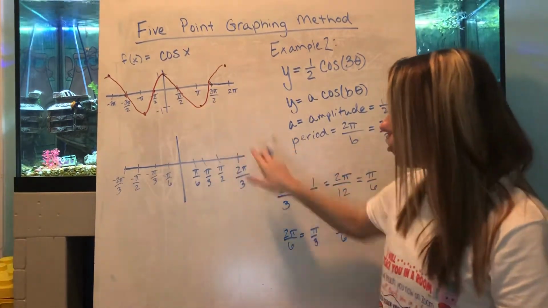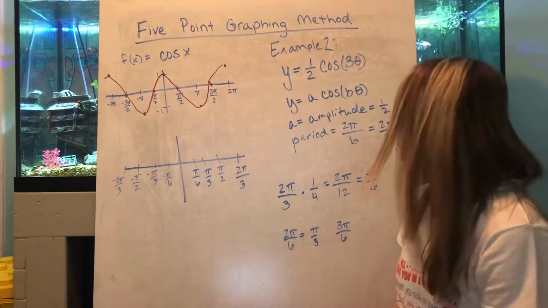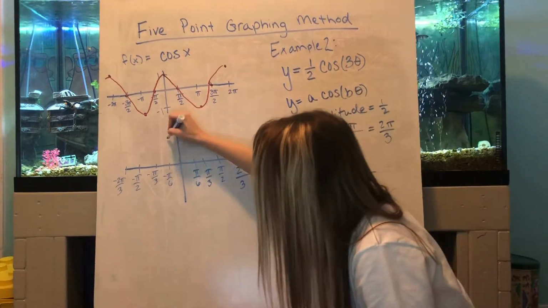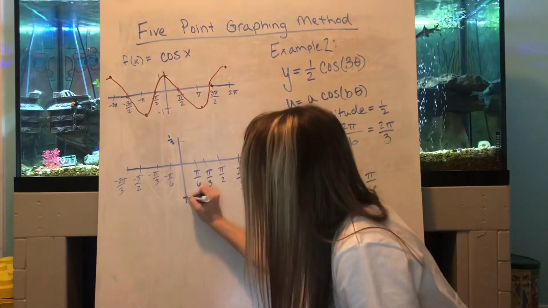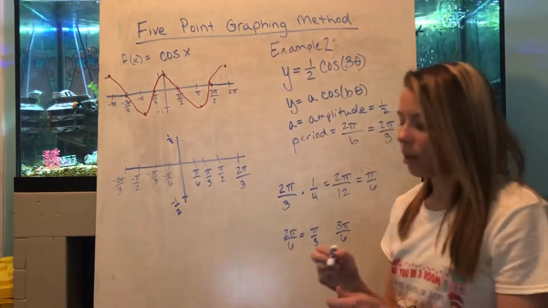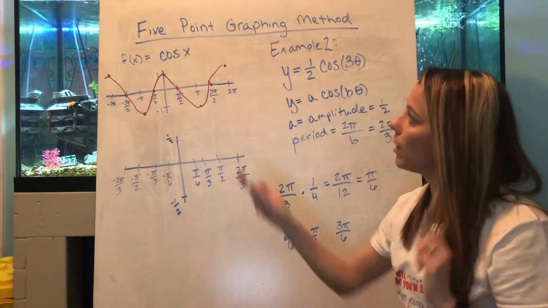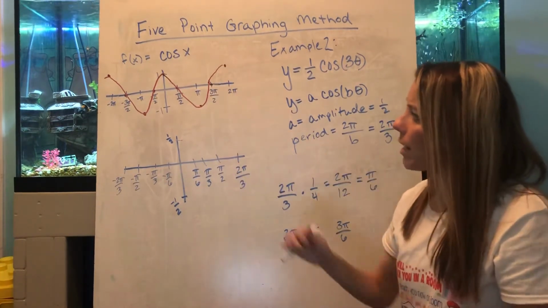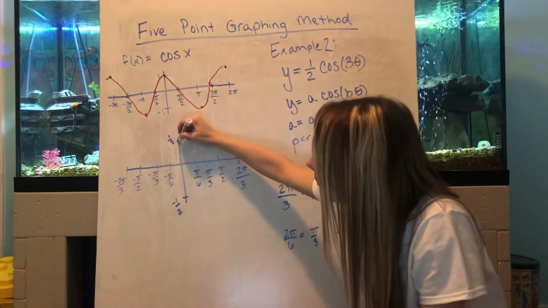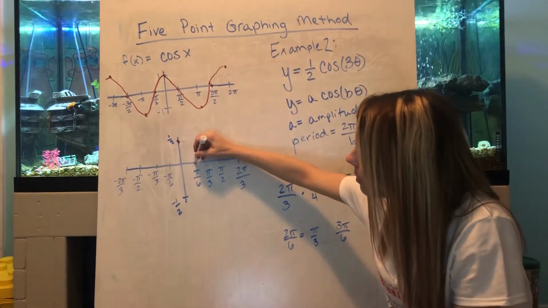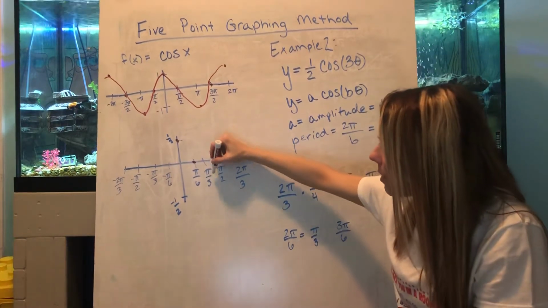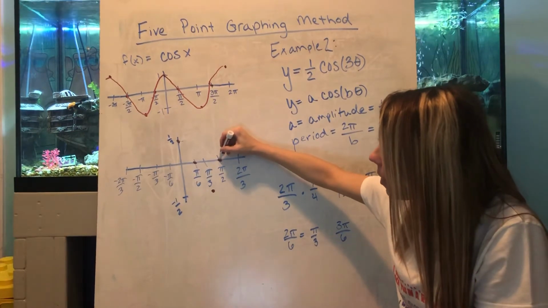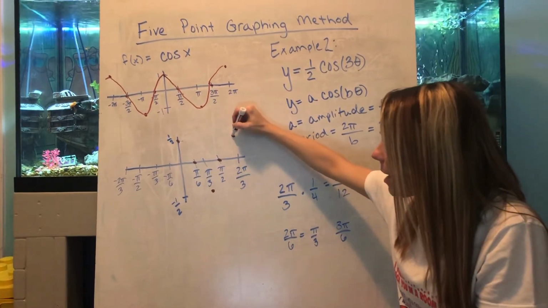All I did was have to change these, my x values. Now I have to change my amplitude, so I'm only going to go up to 1/2 and down to -1/2. Okay, so now I graph the same 5 points, but I use these marks instead of those marks. So at 0, cosine would be at 1/2. At pi over 6, it's going to be at 0. At pi over 3, it's going to be at -1/2. At pi over 2, it's going to be at 0. And then at 2 pi over 3, it's going to be at 1/2.